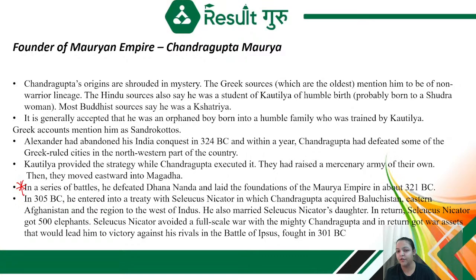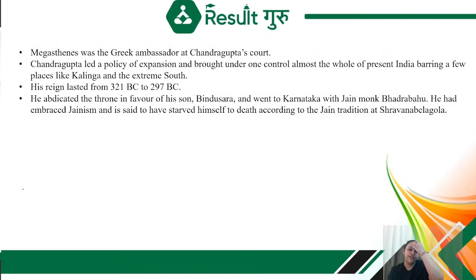Please let me know if you have doubts till here. Or let me just finish this and then we will take a look at the doubts together. Megasthenes was the Greek ambassador in the Chandragupta court. We all know that he's the writer of Indica. Chandragupta led a policy of expansion, brought under control almost all of present India, barring a few places like Kalinga and the extreme south. So Kalinga and extreme south, other than that, most of the places were under Chandragupta's rule.